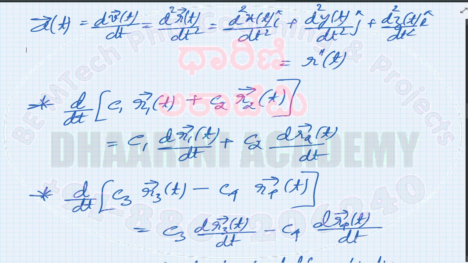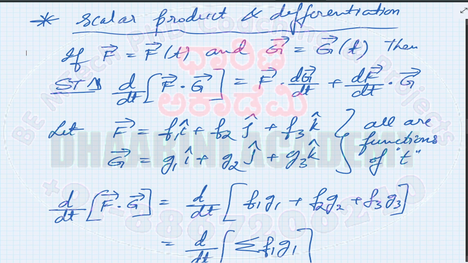Coming to the properties of differentiation, if there is a sum, you can apply the differentiation and then separate the sums. First you apply the differentiation to each vector, then you take the sum. Similarly, it goes with differentiation of a difference. So we saw that. Then we went to the scalar product and differentiation.